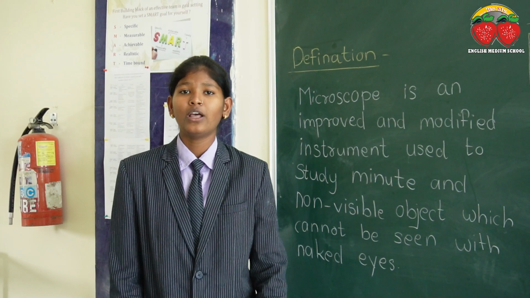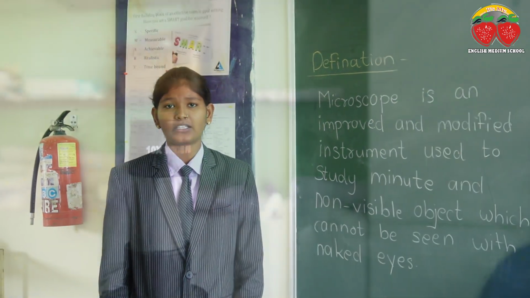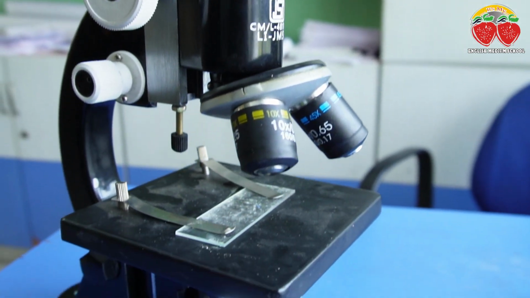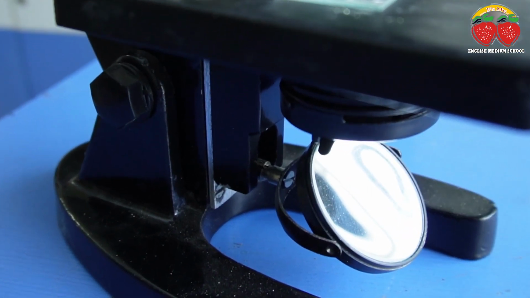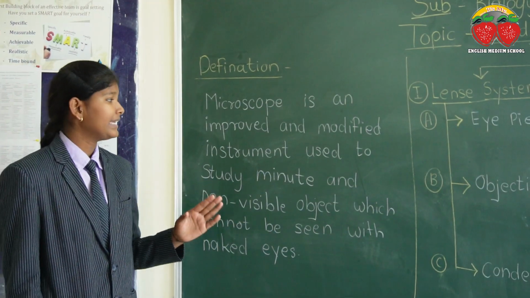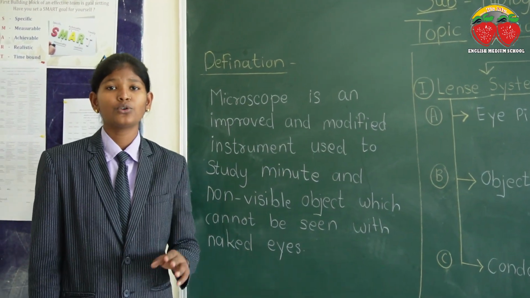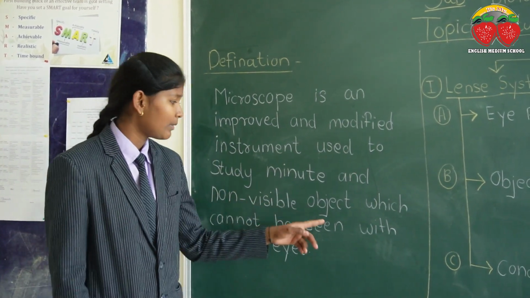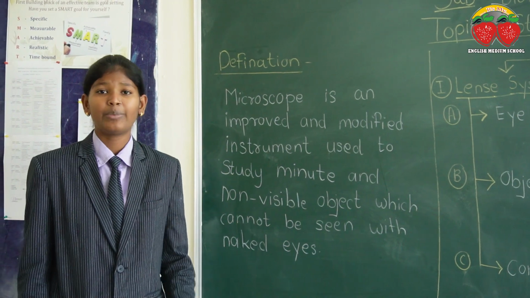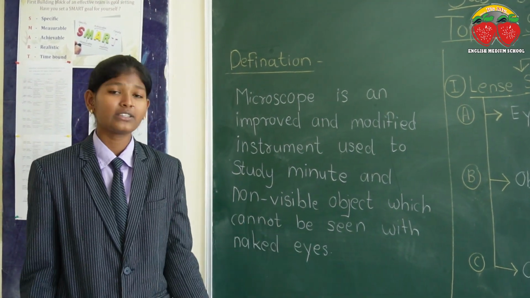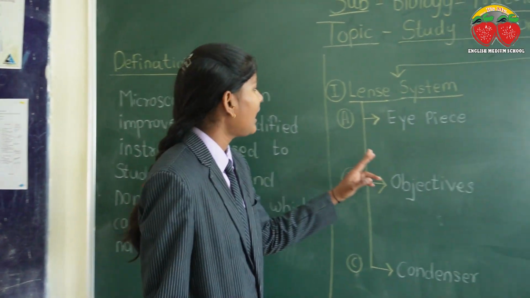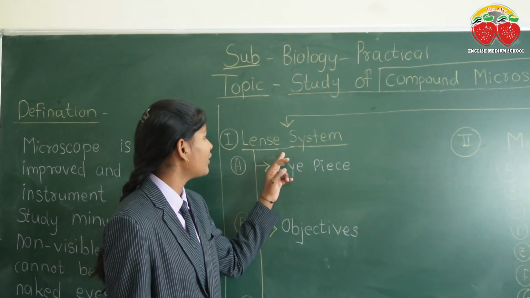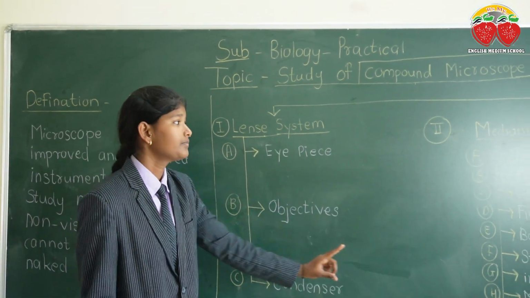Today we are going to learn about our first practical, which is the study of the compound microscope. A microscope is an improved and modified instrument used to study minute and non-visible objects which cannot be seen with naked eyes. There are two systems: first the lens system, and second the mechanical system.